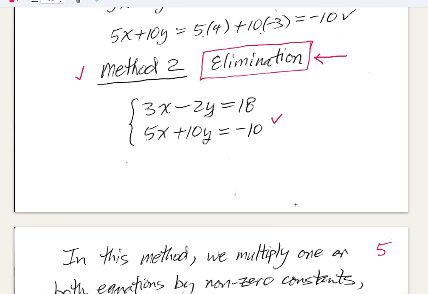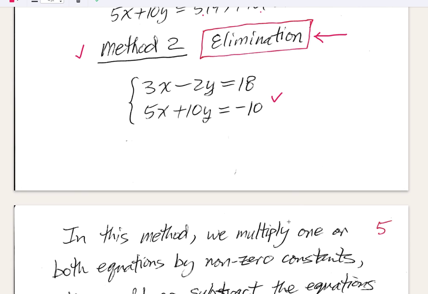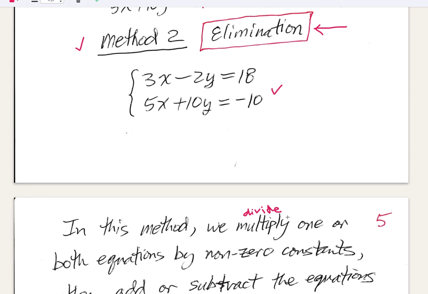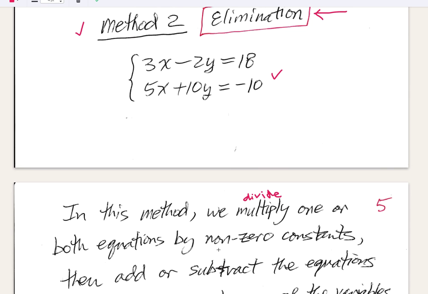What is this technique? In this method, we multiply, and I should say, or divide. Now, when we divide, it's like multiplying by a reciprocal, so the word multiply is actually comprehensive here, but I will throw this in for the sake of completeness and for clarity for students here. So in this method, we multiply or divide one or both equations by non-zero constants. Okay, do not multiply by 0, and you certainly can't divide by 0.